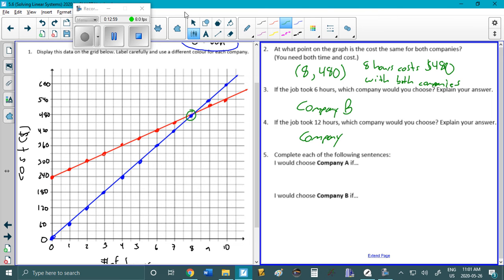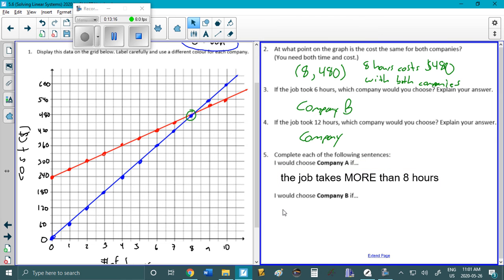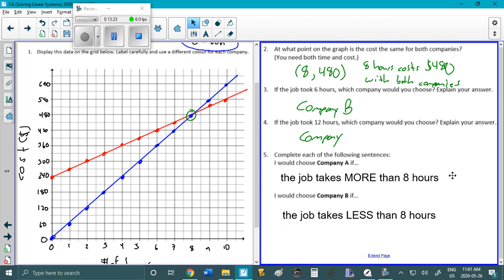And now we'll complete the blanks. Again, I'm really hoping that you've paused this and tried it already. So I would choose company A if the job takes, so let's see, company A is cheaper after 8 hours, more than 8 hours. And I would choose company B if the job takes less than 8 hours. And that's it, folks. I will give you some more practice in the review of this, but there's really going to be one question on this. It's not a big part of the unit. It's more of an intro so that you've seen it when it comes up again next year.